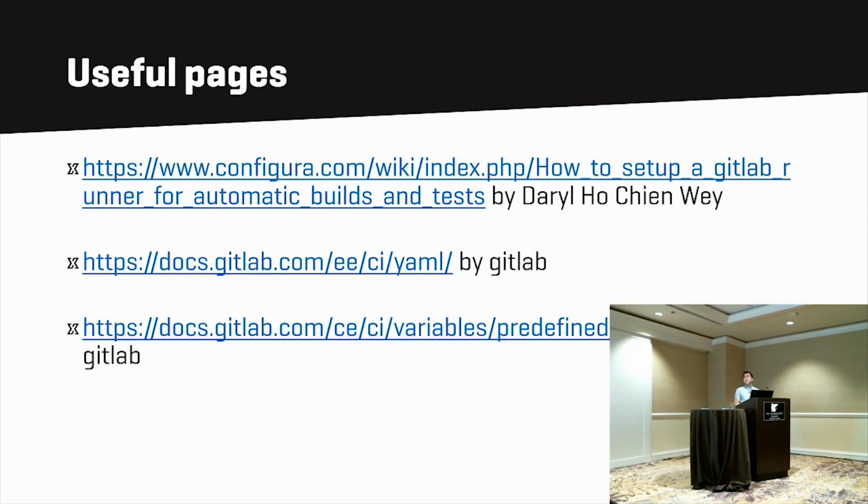And then you also have some very useful pages. The top one is a guide written by one of my colleagues. It covers basically everything we are using to run our scripts, in very much detail. If you have any questions, you can always go to this wiki page first. And then we have two pages by GitLab themselves. One that describes how to create a configuration file, and then the second one with lots of predefined variables. And out of all these pages, the one at the bottom is the one I've been using the most. It's very helpful.